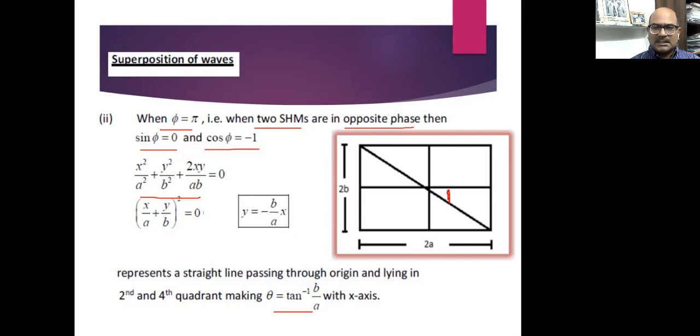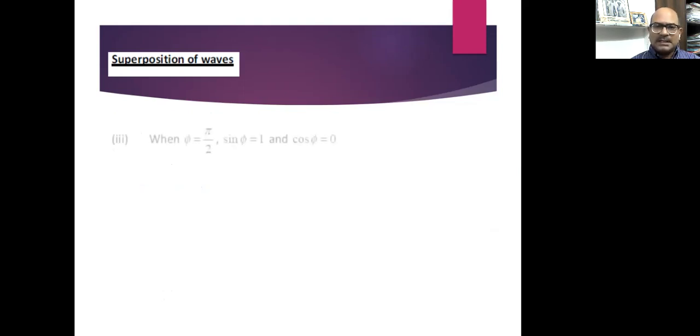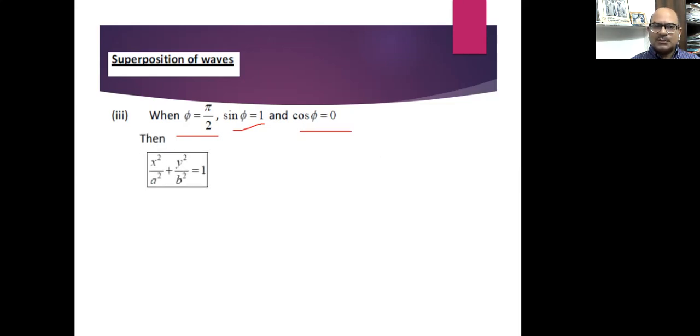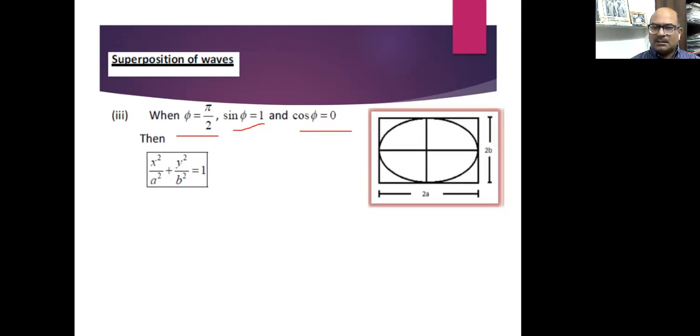In this way, different types of shapes we can analyze using the superposition principle of two waves. But the third condition is very important, because when phi is pi by 2, sin phi is 1 and cos phi is 0. So in that case, it reduces to x square by a square plus y square by b square is equal to 1. So this is an ellipse. If we take a equal to b, then it will be a circle. But right now it will be an ellipse having major and minor axes a and b.